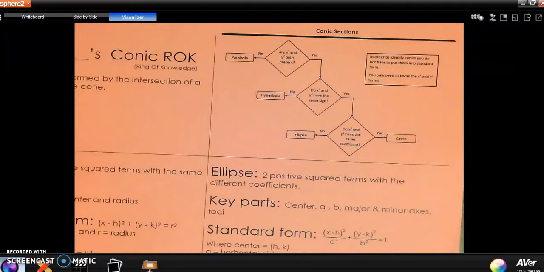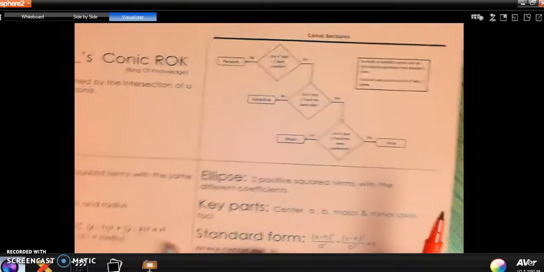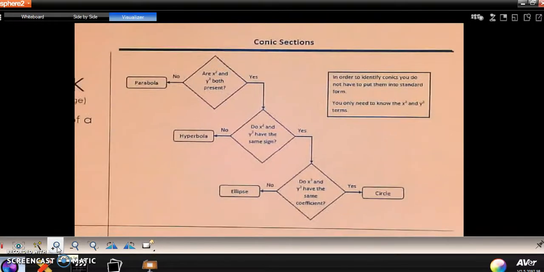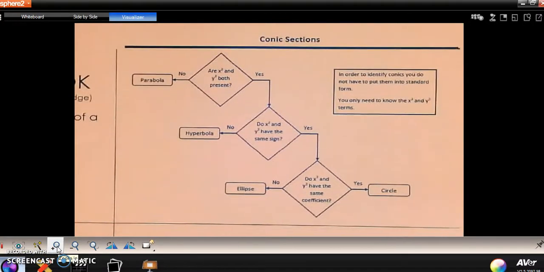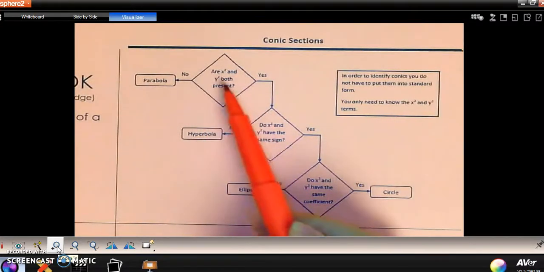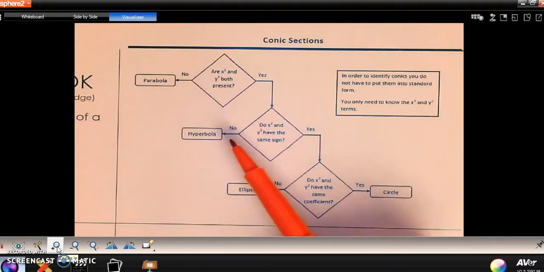On one of the cards from your conic rock, you'll see this flow diagram. This is going to be important because it's going to help you classify the conics. I know it's kind of hard to read on here, but you have it in front of you so you can follow along. Let me see if I can zoom in. Okay, there we go. So conic sections. The first thing you want to ask yourself: are there two squared terms? Is there an x squared and a y squared?